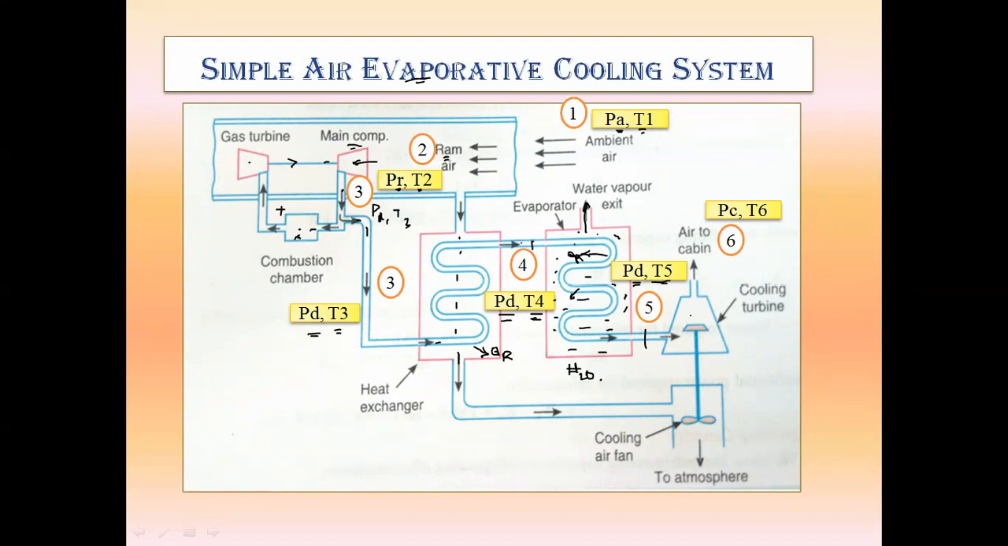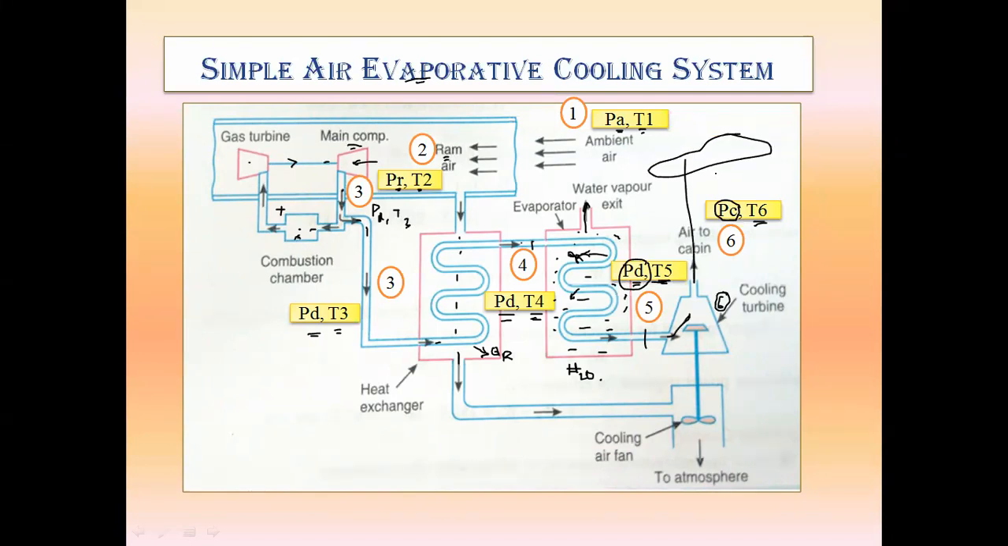And here now 5 to 6 process will occur inside the cooling turbine. So this process is nothing but isentropic cooling inside the cooling turbine. And because of this, the delivery pressure will get converted into cabin pressure. And the temperature of that compressed air will further go on decreasing from T5 to T6. So whatever the outlet of this cooling turbine will be, that will be supplied to the aeroplane cabin.